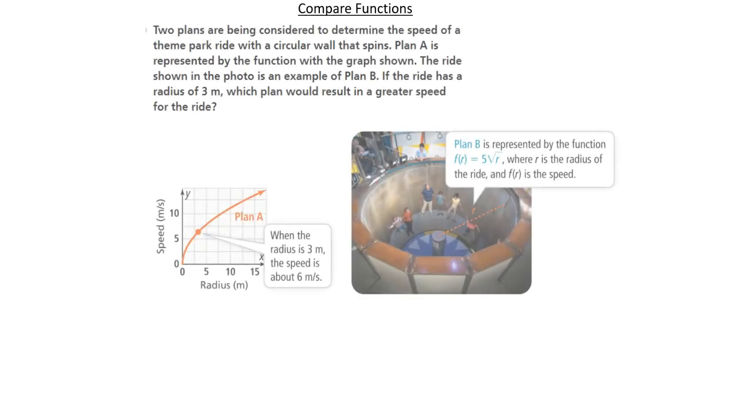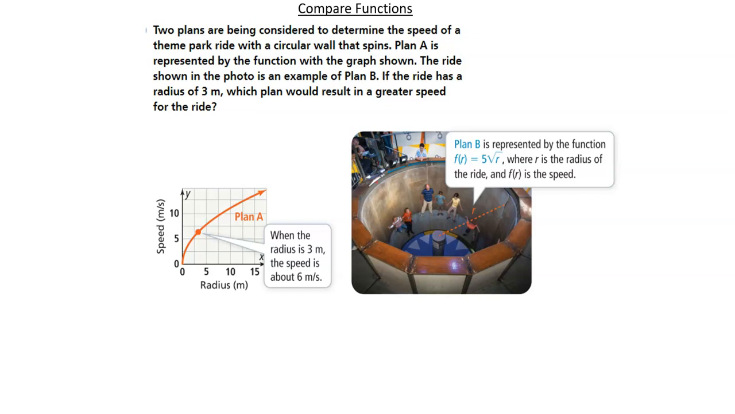Now, we want to be able to compare functions. So here's a problem. Two plans are being considered to determine the speed of a theme park ride with a circular wall that spins. Plan A is represented by the function with the graph shown. The ride shown in the photo is an example of Plan B. If the ride has a radius of 3 meters, which plan would result in a greater speed for the ride?